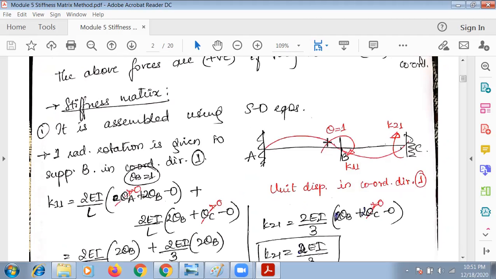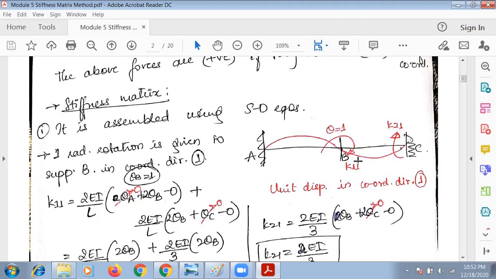Now, when I apply 1 radian here, you can see what happens. This theta would try to push the beam upward here. BA goes upward, then BC goes downward to keep it in equilibrium. That means when I apply rotation at B, BC is going to bend downward and BA is going to bend upward. So show this diagram like this. This is the deflected shape of the beam because the rotation theta 1 is applied. The first step is show theta is equal to 1 radian at B. Next is show the deformed shape of the beam due to this theta 1 radian.